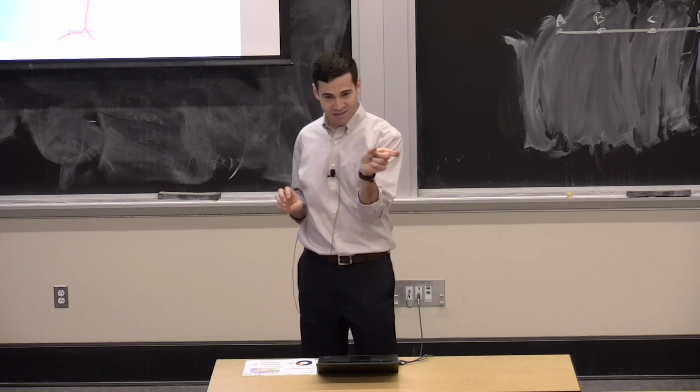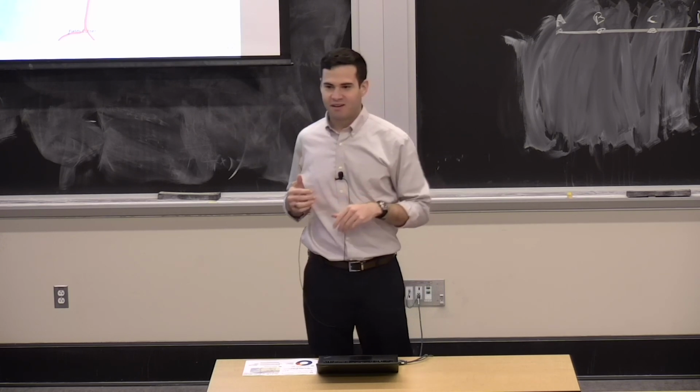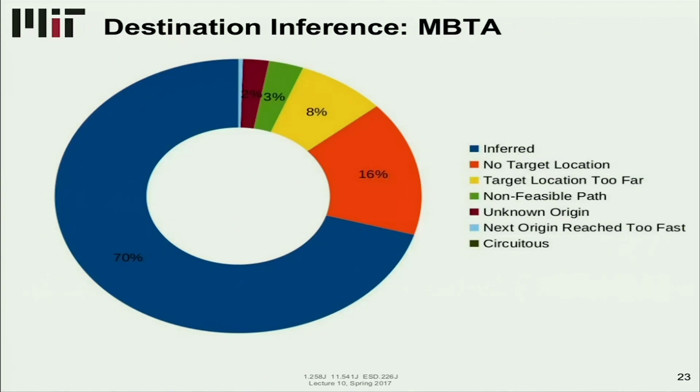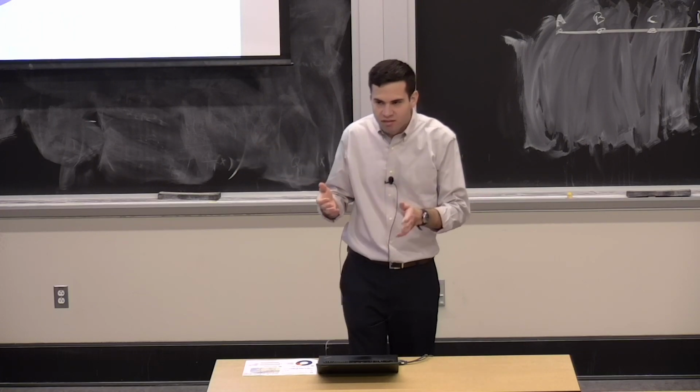So part of the 5% is clear improvement, and another part of it is, well, it might be an improvement or not. It depends on people's preferences. So if we look at the distribution of the results from destination in this case, 70% of destinations were inferred. And then we have different reasons why we can't infer it. So for 16%, there was no target location. That means that there was no other tap that day, essentially, right? So there was no target.